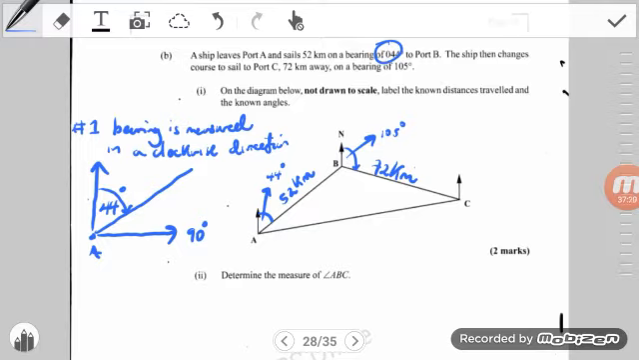So we haven't even looked at the actual question. We've just placed the information provided to us on the diagram. And here it says on the diagram below, not drawn to scale, right? So you can't use your ruler or your protractor to measure this. You have to label the known distance traveled and the known angles, which we have done successfully. We have picked up 2 marks for that. Alright? So I hope you guys have a proper understanding of what that is.